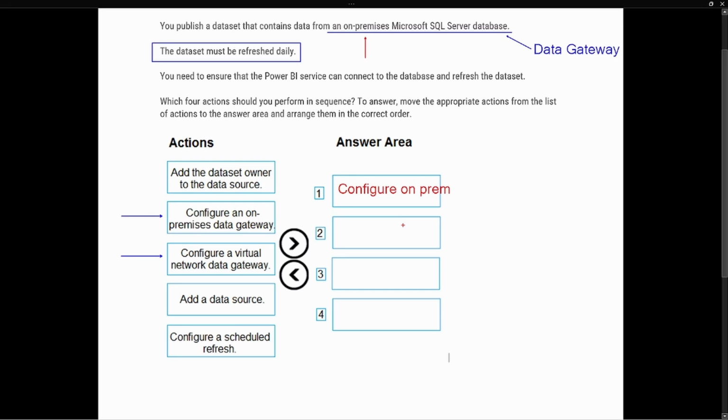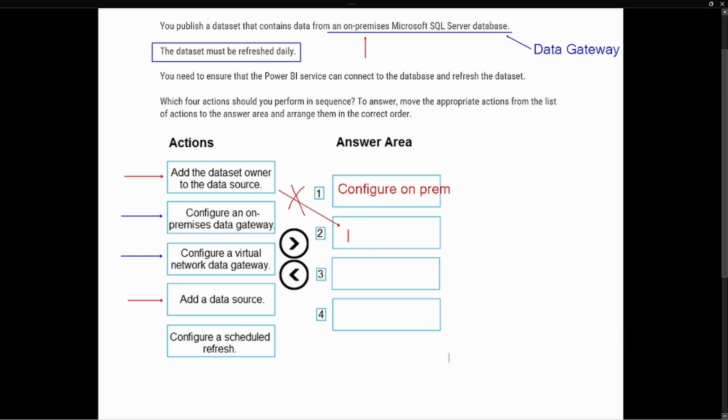Then we have our other options. What's the second step? There isn't necessarily a specific order that we have to follow, but we're going to think about it logically. As we read the answer choices, it says: add a dataset owner to the data source. Well, if we put that in the second position, we have not added the data source yet. This would then be out of order. So the second step should be to add the data source.